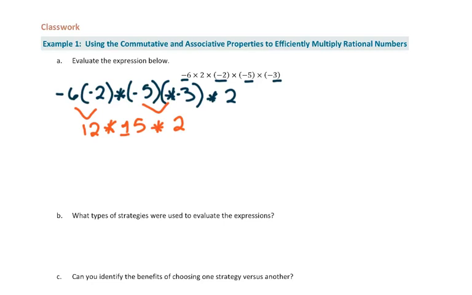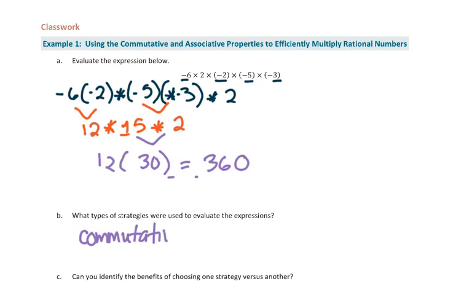Thinking of multiplying something by 2 might be easier than multiplying 12 and 15. 15 times 2 would be 30, and 12 times 30, 12 times 3 would be 36, so 12 times 30 would be 360, and it would be positive because our negatives canceled each other out. We used the commutative property, and we multiplied our negatives to cancel them out first, and then it made it easier to multiply by the positives at the end.